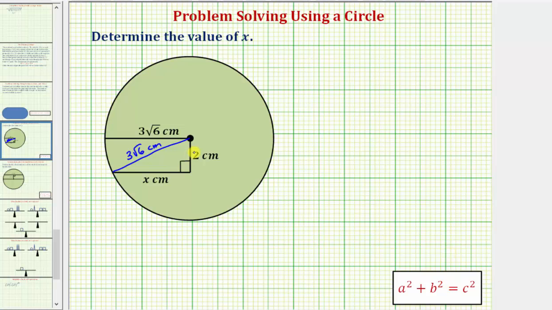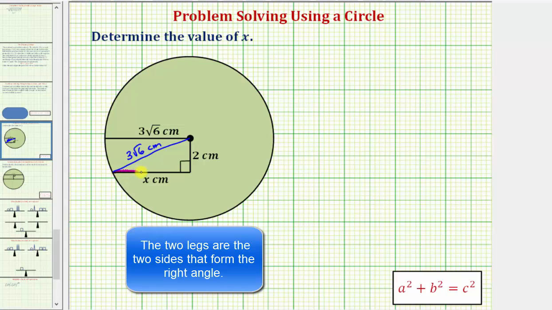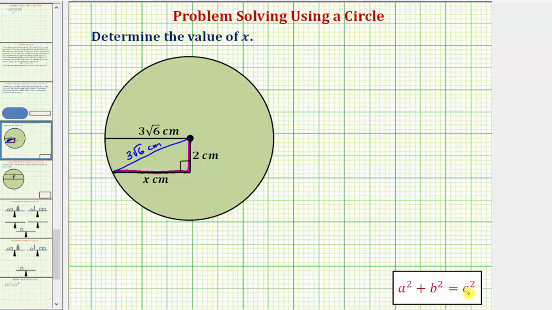So for our right triangle, one leg has a length of x centimeters, the other leg has a length of 2 centimeters, and c is the length of the hypotenuse, which is the side opposite the right angle, and also the longest side of the right triangle. So this would be the hypotenuse here.